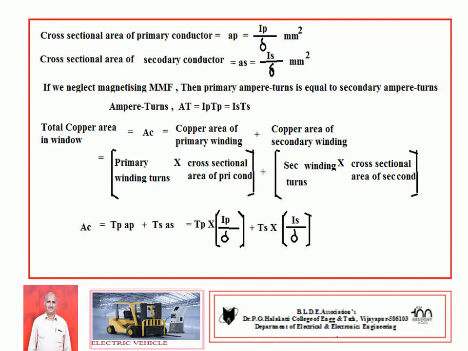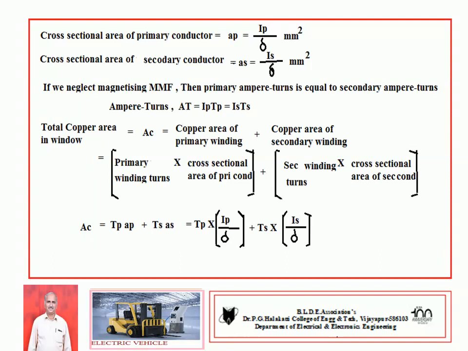The copper area of the primary winding is equal to the cross-sectional area of one primary conductor times the number of turns in the primary winding. This gives the total copper of the primary winding. Similarly, the cross-sectional area of the secondary conductor into the number of turns in the secondary winding gives the total copper area of the secondary winding.